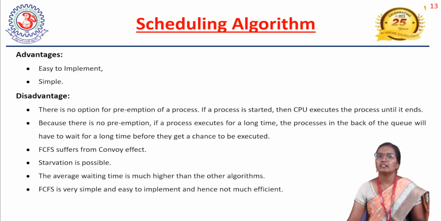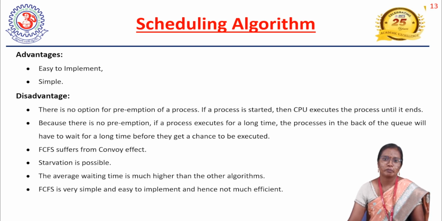Next, we will see the advantages and disadvantages. The FCFS scheduling algorithm is very simple and very easy to implement. Why? Because you are using a queue data structure. And among the drawbacks, there is no preemption. That's why during execution, we can't remove any process from the CPU.